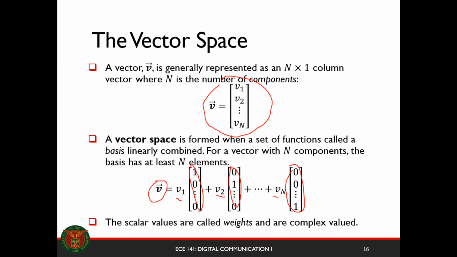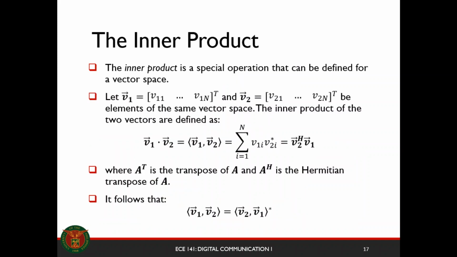So this is a vector space. And what's unique about a vector space is that it has what we call the inner product. The inner product is a special operation that can be defined for vector spaces only. So if you have two vectors v1 and v2, the dot product or the inner product between them is defined by this, which is basically you just multiply the elements.